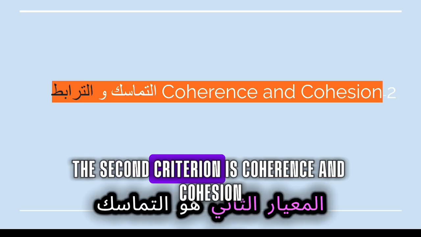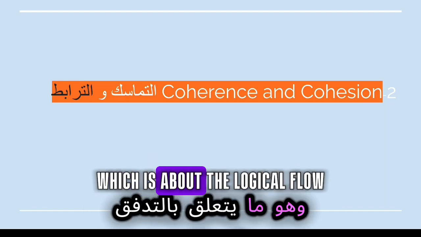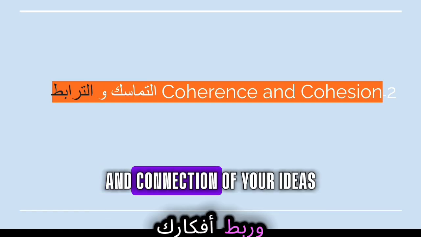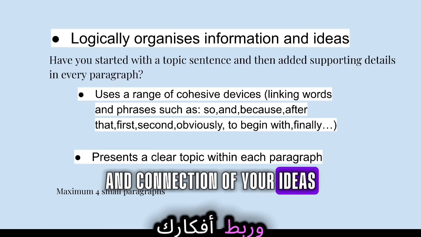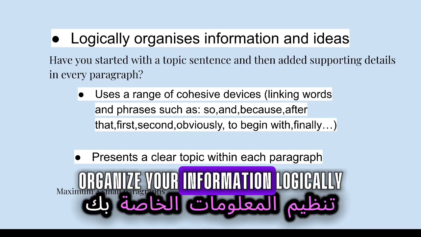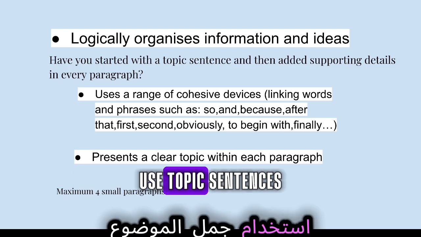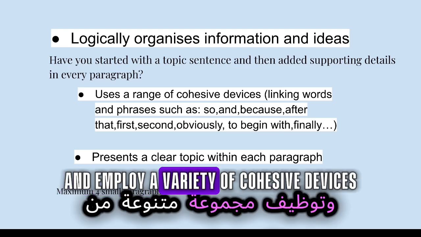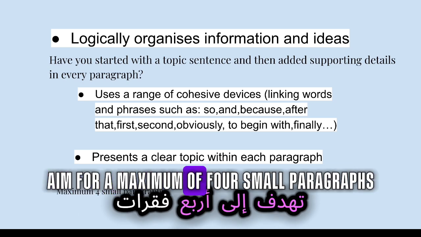The second criterion is coherence and cohesion, which is about the logical flow and connection of your ideas. To achieve high coherence, organize your information logically, use topic sentences, and employ a variety of cohesive devices. Aim for a maximum of 4 small paragraphs.